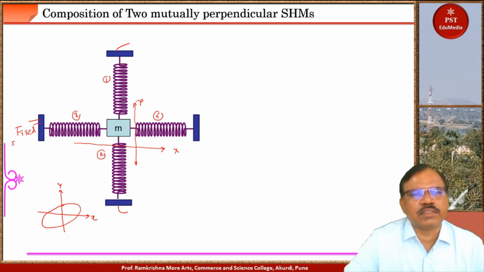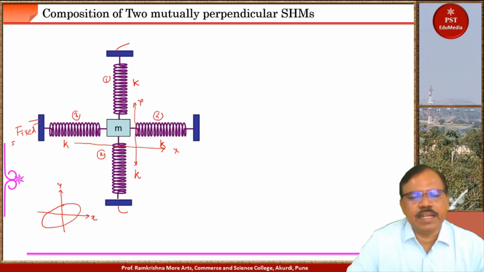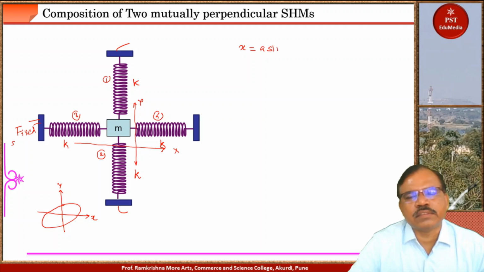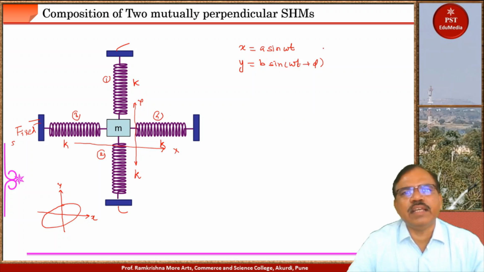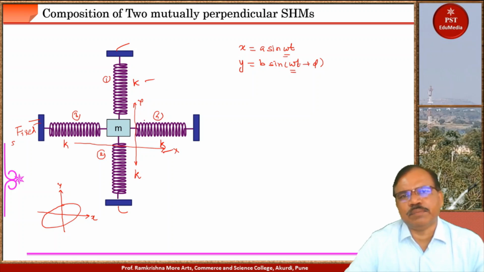First we will see simple examples. Suppose all springs are identical. K, K, K, K. These are force constants of the springs. So springs are identical. So I can take one simple harmonic motion that is acting along the x-axis. Suppose x is equal to a sine omega t, that is acting along the x-axis, and y is equal to, you can take b sine (omega t plus phi). This is the second simple harmonic motion that is acting along the y-axis. And phi is the starting phase difference between x and y. Now here frequencies are equal. Omega, they are equal because the springs are identical.